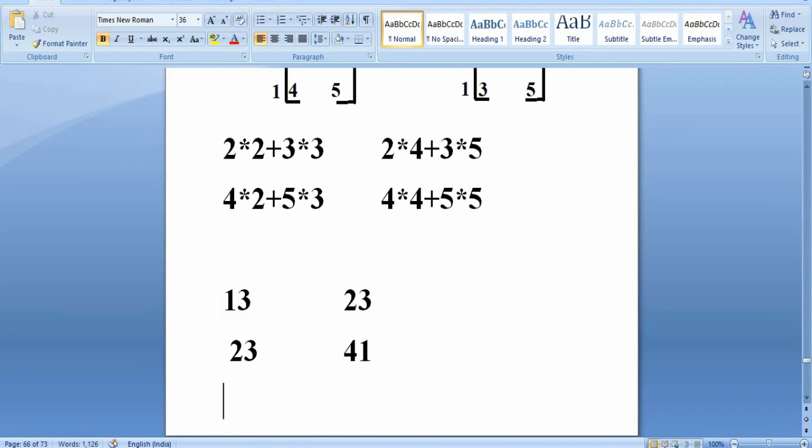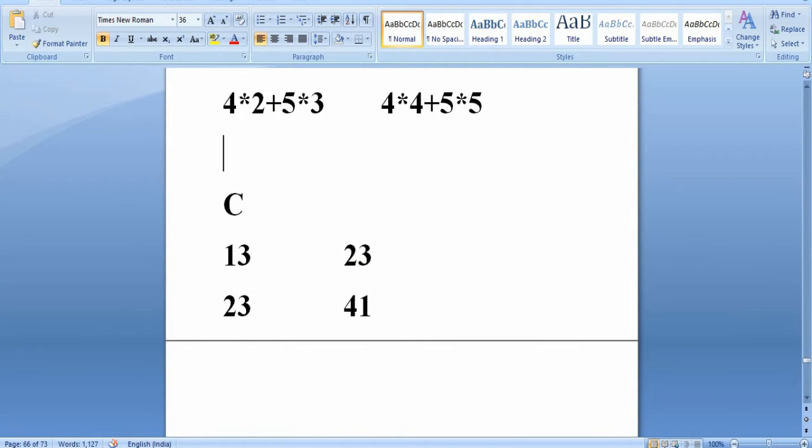So these are the elements: 13, 23, 23 and 41. These are called the C matrix elements. So after multiplication of A and B, we get the result like this.